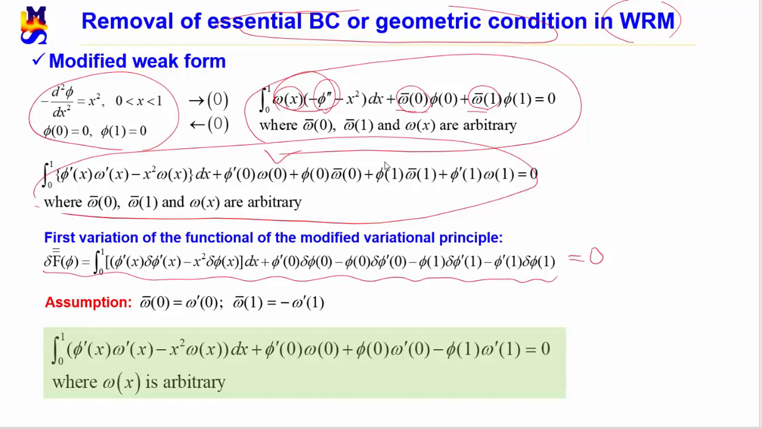Comparing this relation with its first variation stated here, we can assume that omega bar at left end equals omega prime 0 and omega bar 1 at right end equals minus omega prime 1. Substituting these assumptions, we obtain this modified weak form, which does not involve any constraints.